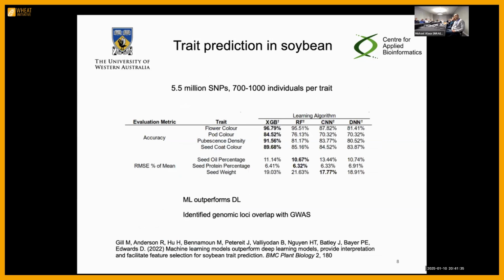We've done a lot of trait prediction from genomic data and from image data. This is an example we published a couple of years ago in soybean using quantitative and qualitative traits, assessing machine learning and deep learning methods. The machine learning outperformed deep learning, but we're presuming that's due to the quantity of data. We had 5.5 million SNPs, up to about 1,000 individuals per trait. There's a lot of data in there, but I think even still, there's not enough for the deep learning models that we're applying there.